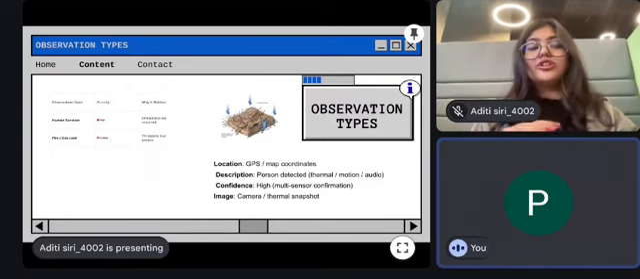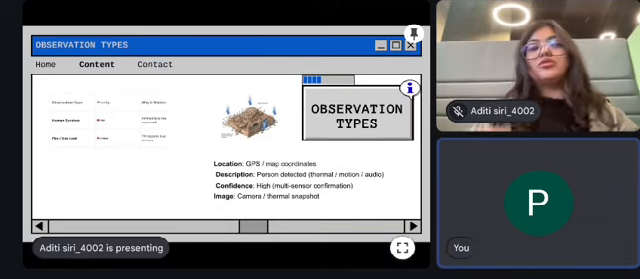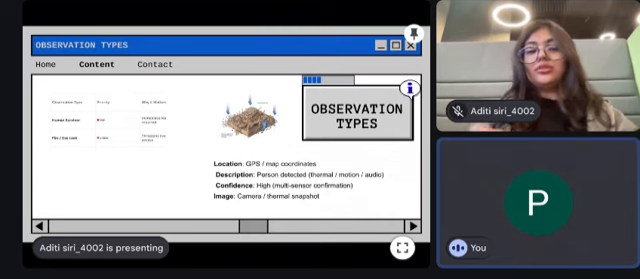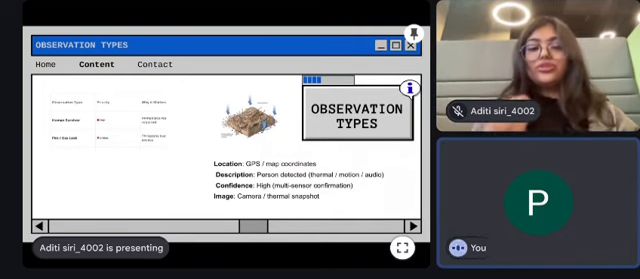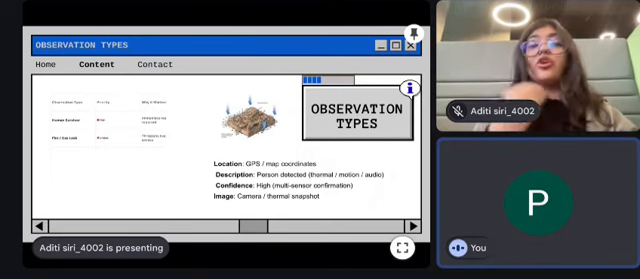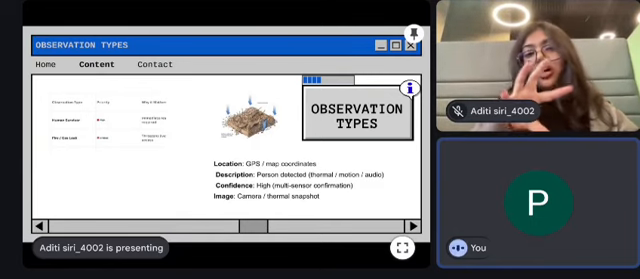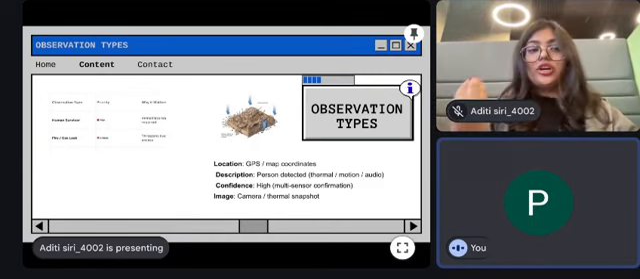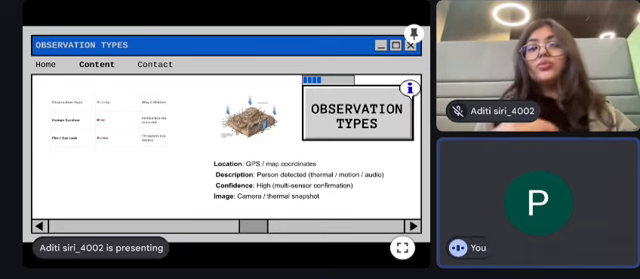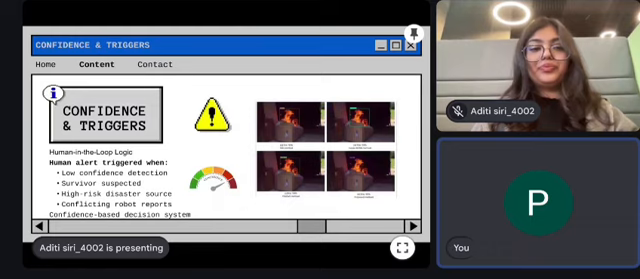Observation type. Whenever a robot tries to detect something, it doesn't only mark a location of the disaster, but also gives some inputs about that location. Suppose the location of the particular region that it is looking at, the description, if there is a person detected or any disaster detected over there, or the source of the disaster, something like that will be described through the input that we get from the robot. The confidence level of that observation is also calculated. The images of that observation are also sent to the front end of the project so that the human will be able to react to the inputs.